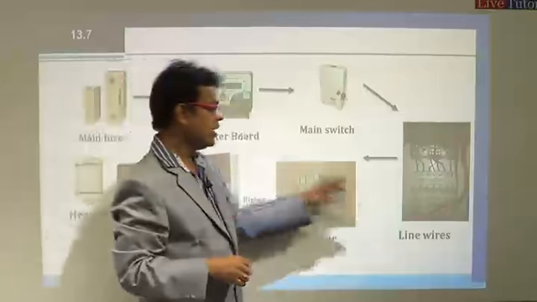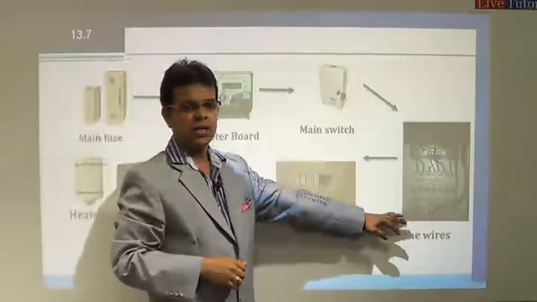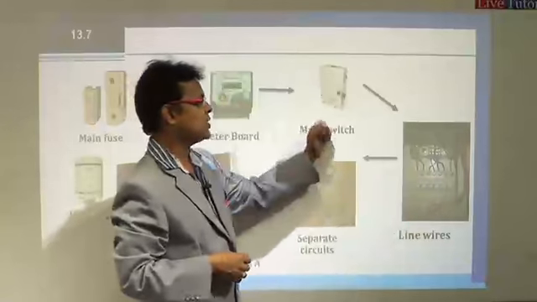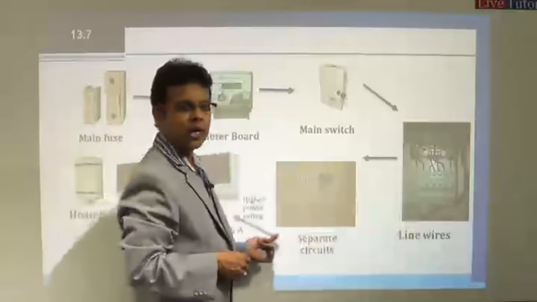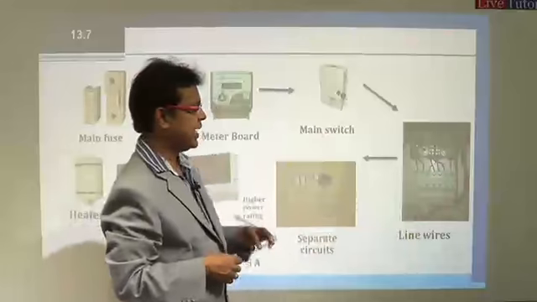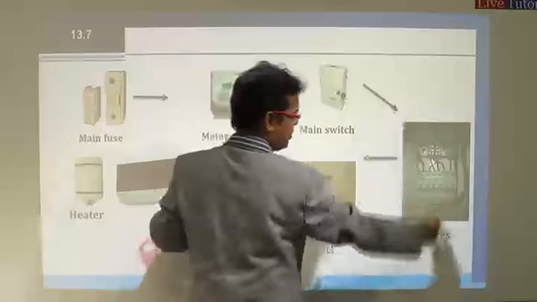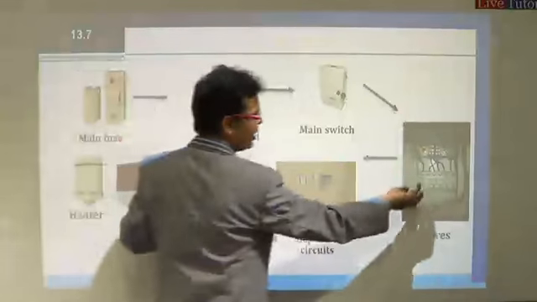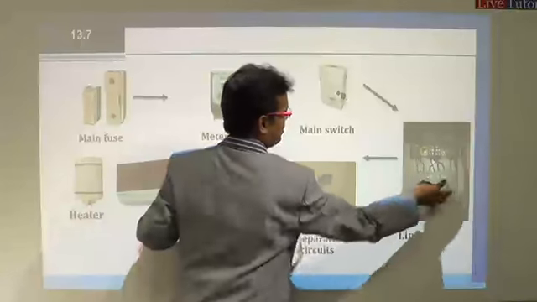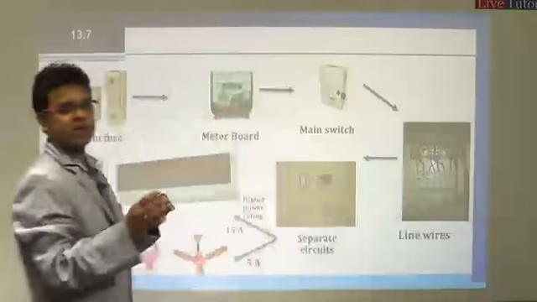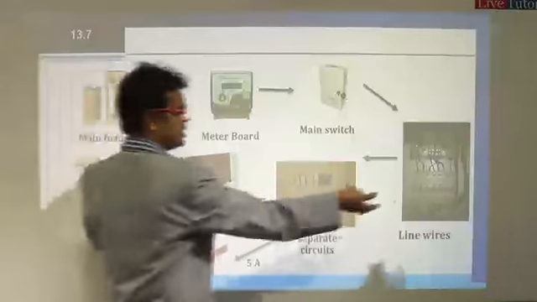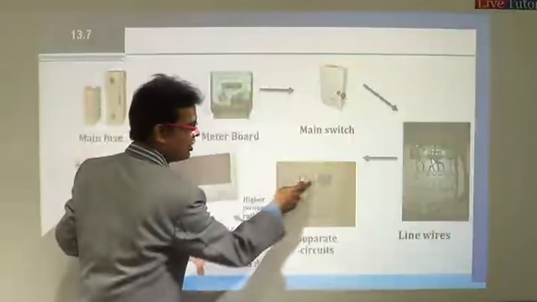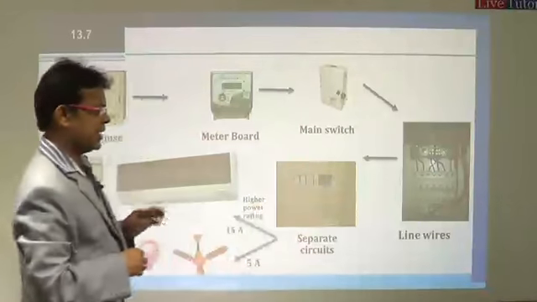If you want to do any repair work in the house, or if you want to make any changes in the electrical circuit, you have to switch it off so that the flow of current will be stopped. For that the main switch is there, and from the main switch it will go to the line wires. These line wires are nothing but the distribution part. That is, for different rooms or different appliances we are going to have these line wires.